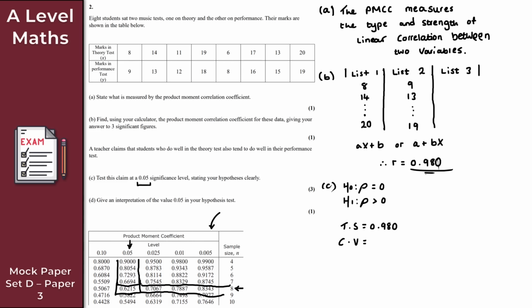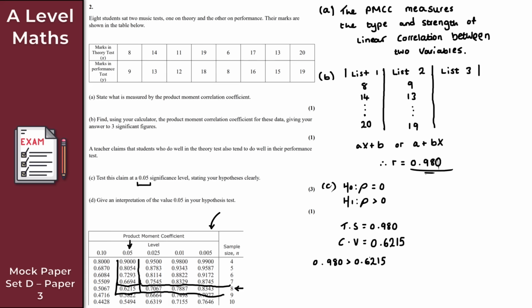This one here, right? 0.6215. I butchered it a little bit with my not very neat working, but 0.6215 there. Okay. And that is the critical value. So to finish, what we do then is we compare the test statistic to the critical value. So 0.980 is greater than 0.6215.